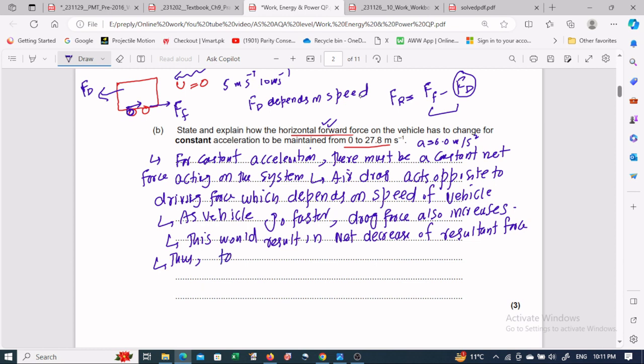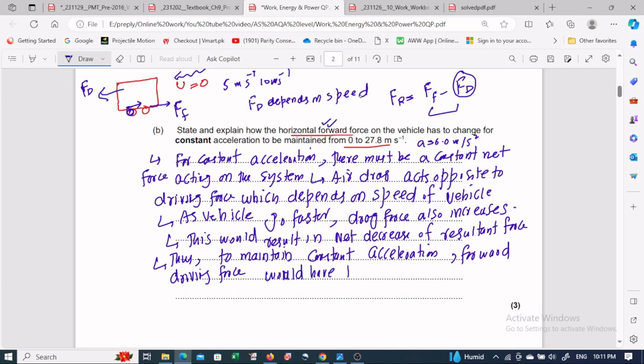Thus, to maintain constant acceleration, the forward driving force would have to increase, so that constant acceleration can be maintained. So this is the whole scenario.